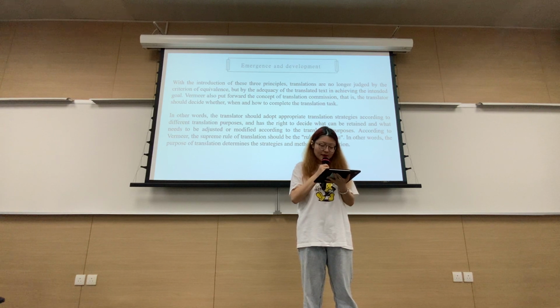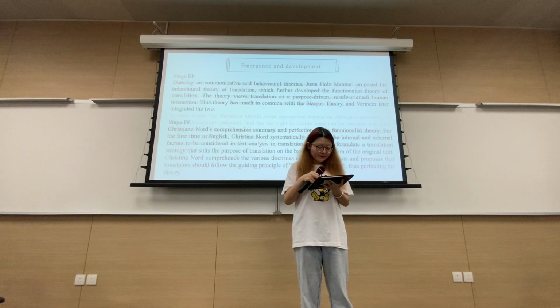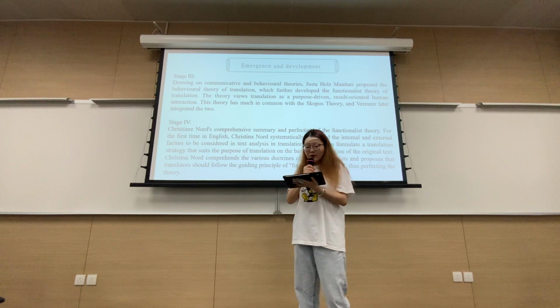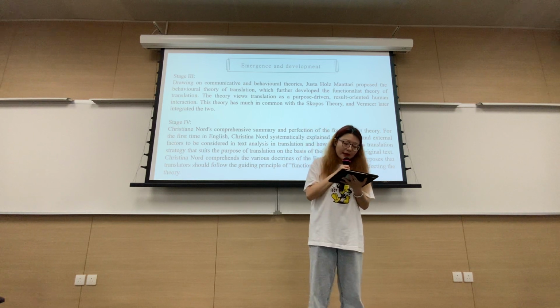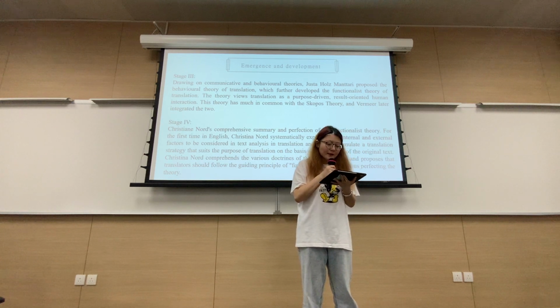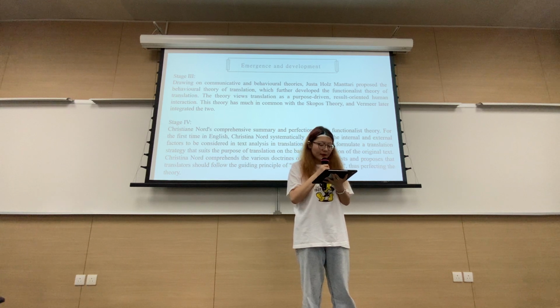According to Vermeer, the prime rule of the translation should be the rule of purpose. In other words, the purpose of translation demands the strategies and method of translation. And we come to the third part. The third step, drawing on communicative and behavioral theories, Holmes proposed the behavioral theories of the translation, which further developed the functionalist theory of translation.